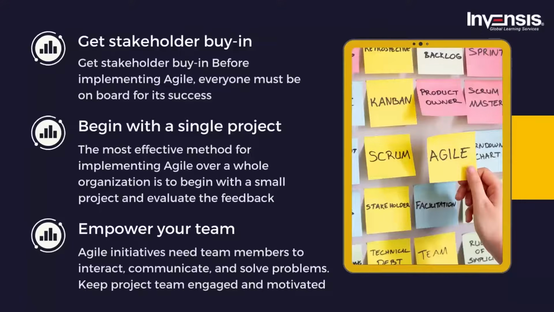First, get stakeholder buy-in. Get stakeholder buy-in before implementing Agile. Everyone must be on board for its success. Discuss the advantages of Agile with the key stakeholders, answer their questions, and address their concerns. Second, begin with a single project. Agile is based on an emphasis on iterative and incremental improvement. The most effective method for implementing Agile over a whole organization is to begin with a small project and evaluate the feedback. Then you may apply it to further projects.